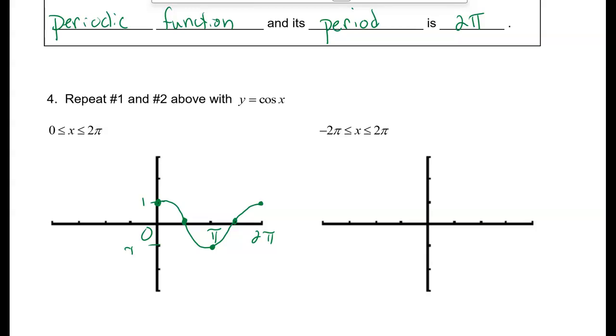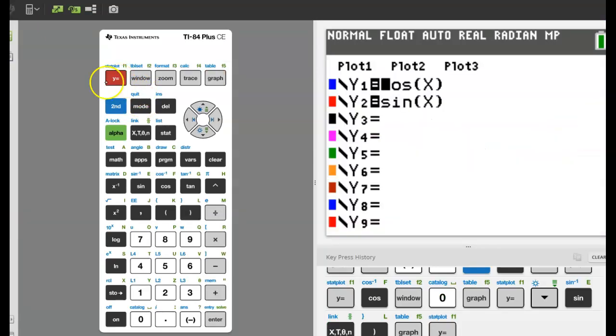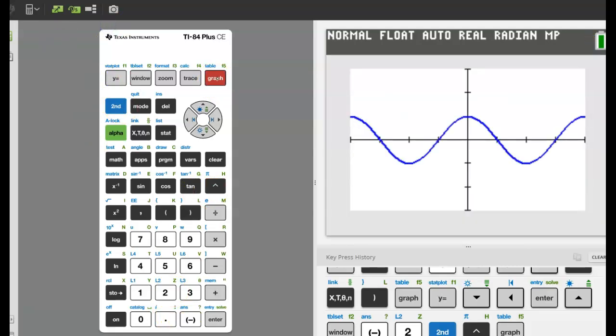All right, going back with this, I'm going to go into the calculator. I'm going to take off, just for the time being, the cosine curve. We're going to go into our windows, and I want to go from -2 pi to 2 pi again. So we're going to go negative, plug in pi, and then we're going to hit graph. Oh, look, what happened?